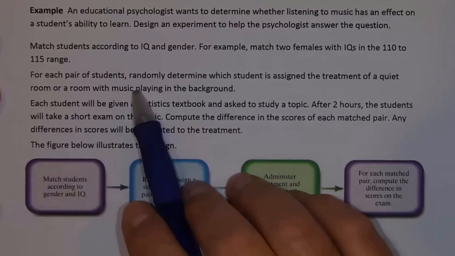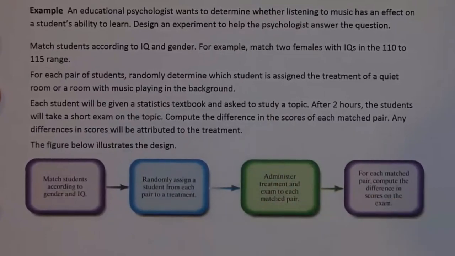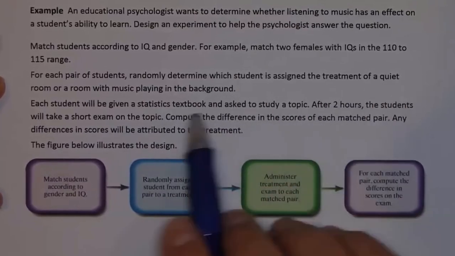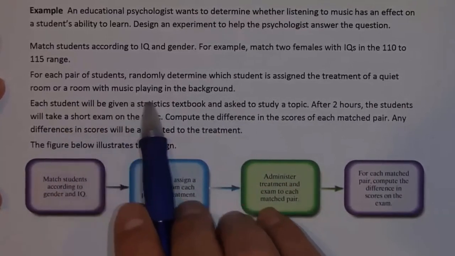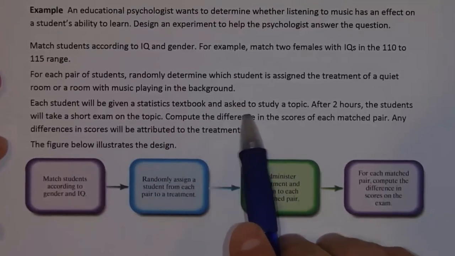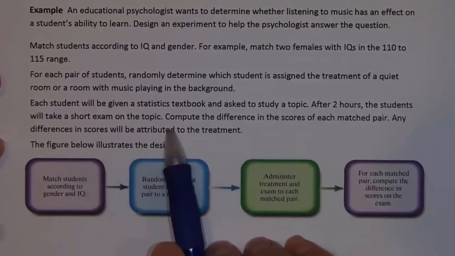For each pair of students, we're going to randomly determine which student is assigned the treatment and which student is assigned the control group. The treatment is either a quiet room or a room with music playing in the background. So the only difference is, we have the same gender and the same basic IQ. One of those individuals is going to go into a quiet room. The other individual is going to have music playing in the background. Each student will be given a statistics textbook and asked to study a topic. After 2 hours, the students will take a short exam on the topic.